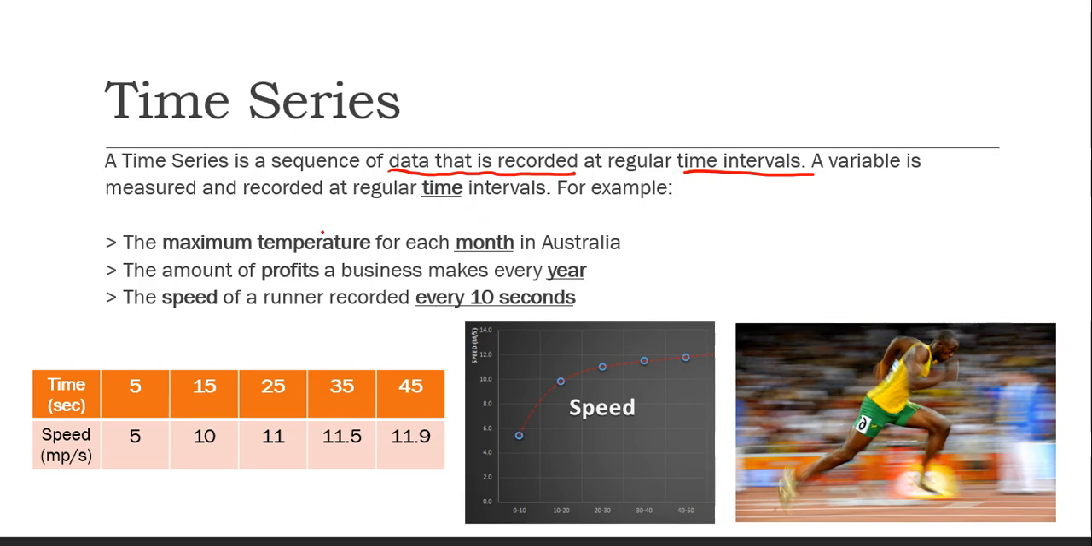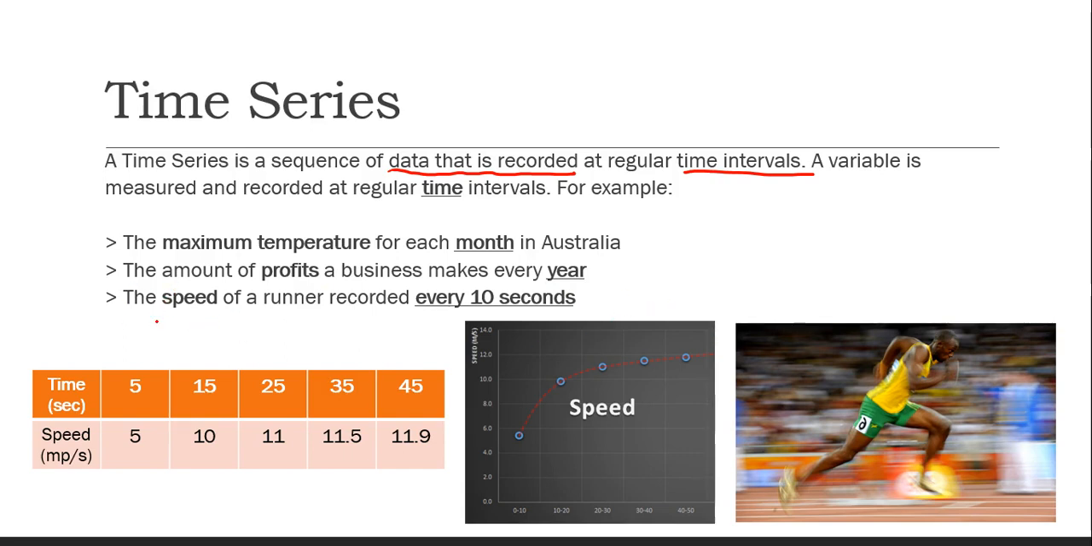So for example, when you want to record a time series, so a variable that changes over time, one example is the temperature or maximum temperature each month. Or another example could be the amount of profits that a business makes every year. Or the speed of a runner every 10 seconds.